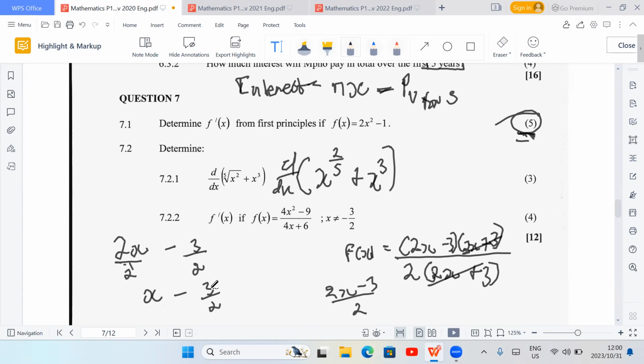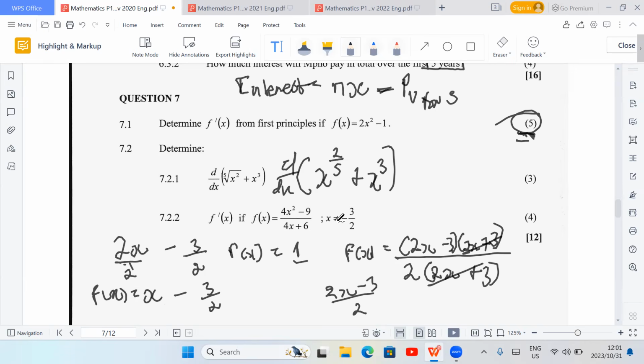And then now, if you are trying to derive this, remember this is still f of x because you haven't derived. So you are still writing f of x. Then if you derive this, your f prime x is just equal to what? 1. Wow. See? So it's just like that.